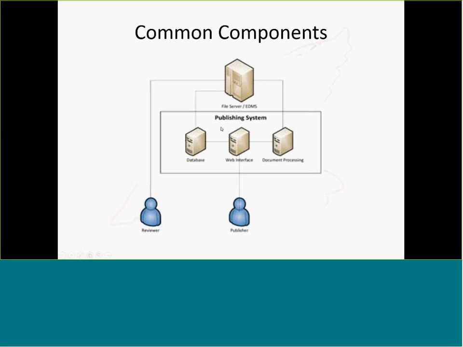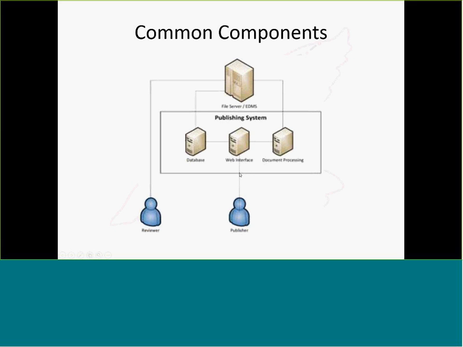This is the overall structure of the components for an enterprise publishing system. So we have different types of people. We have a publisher who is responsible for creating and maintaining individual applications and sequences. And there's a reviewer who goes in and approves or does QC work on the sequences once they've been created.